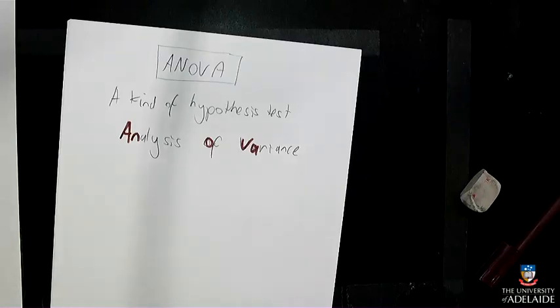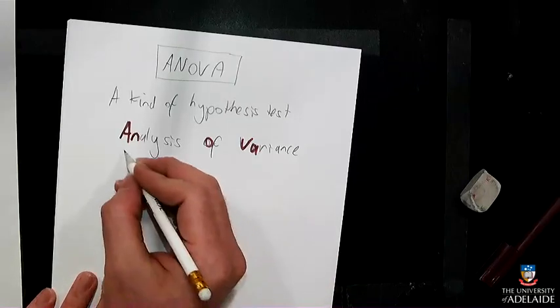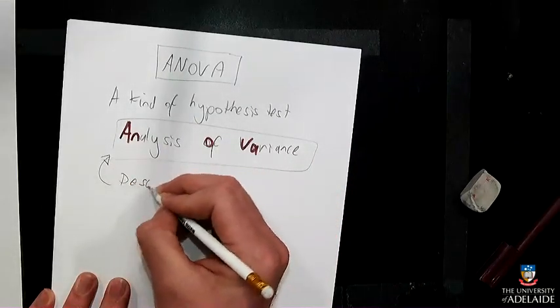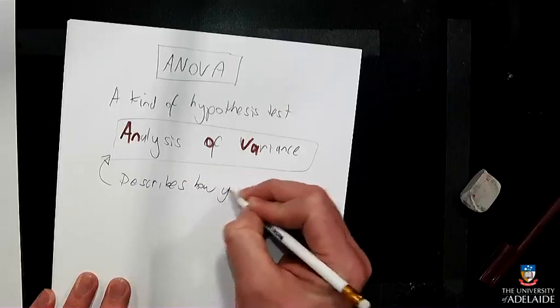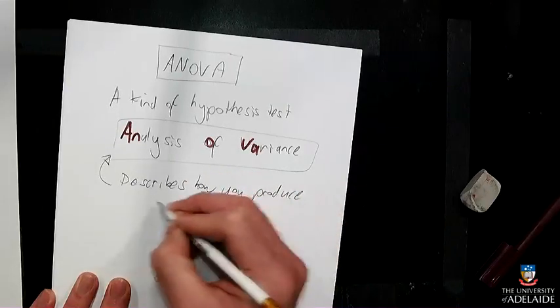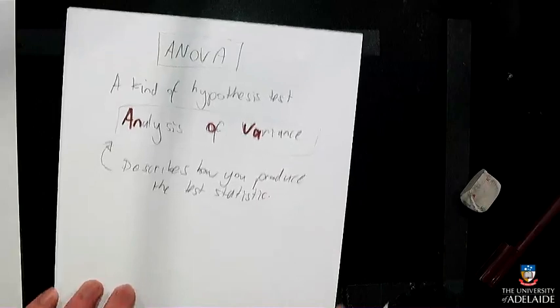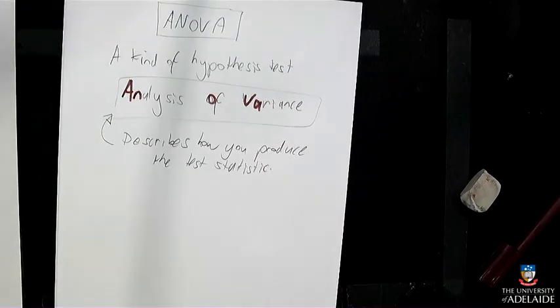It's a kind of hypothesis test. It's short for analysis of variance, which is a description of the way that you go about producing the test statistic. So it describes how you produce the test statistic, and you produce it by analyzing variances. In particular, you produce the test statistic by dividing two variances. A variance divided by a variance.